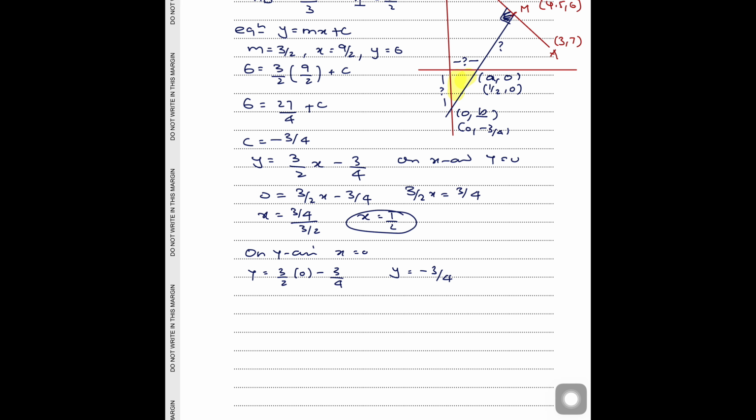So this is a length, which can never be negative. So instead of writing negative 3/4, this is 3/4 and this is half. So the area of the triangle is half, base half, height 3/4. So this is 0.1875.